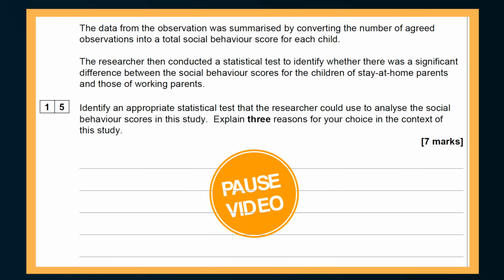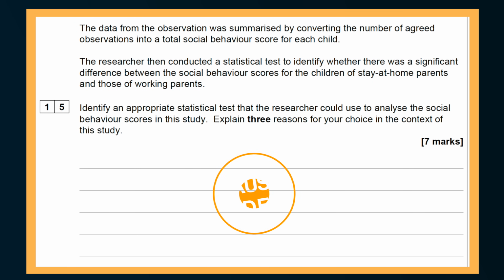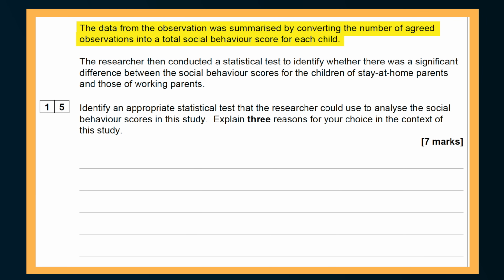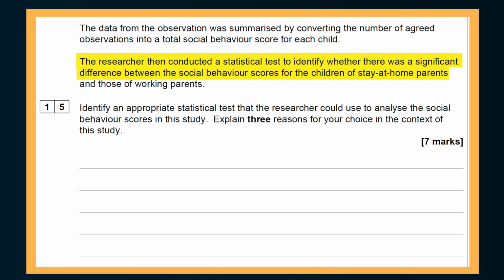Now, just before question 15, we are provided with some more information, which is very important information that is giving us clues. It reads, the data from the observation was summarised by converting the number of agreed observations into a total social behaviour score for each child. The researcher then conducted a statistical test to identify whether there was a significant difference between the social behaviour scores for the children of stay-at-home parents and those of working parents. So, is this looking for a difference or a relationship? Well, helpfully we can see that it has used the word difference here. They were testing the social behaviours of children of working parents compared to stay-at-home parents.